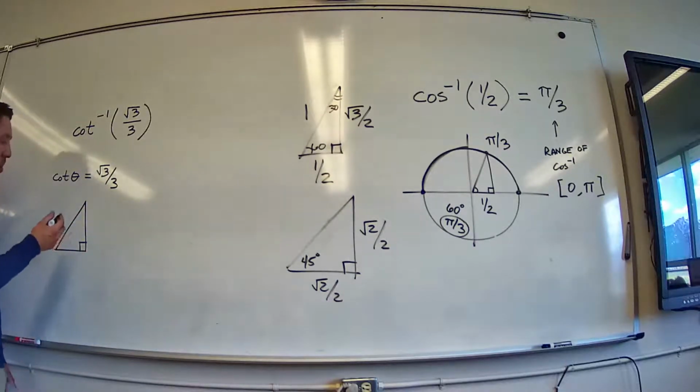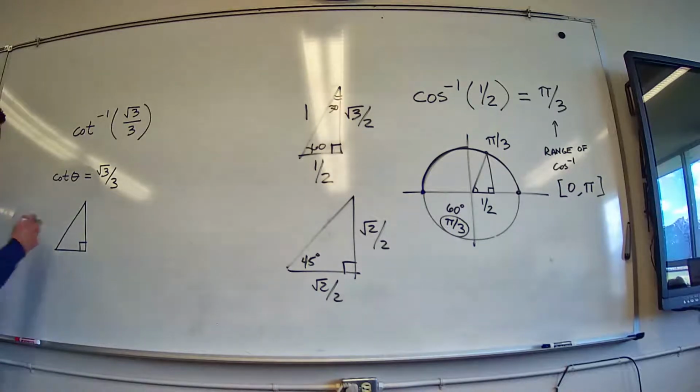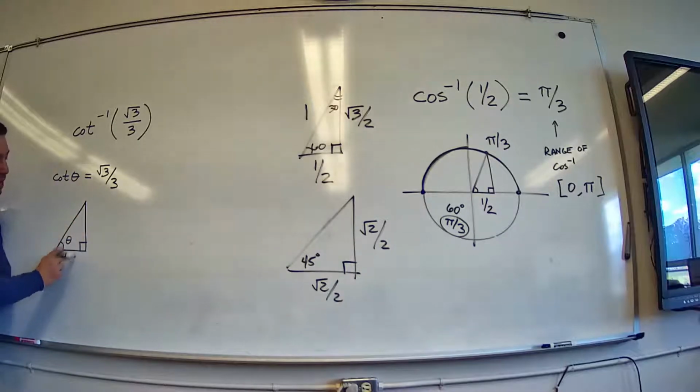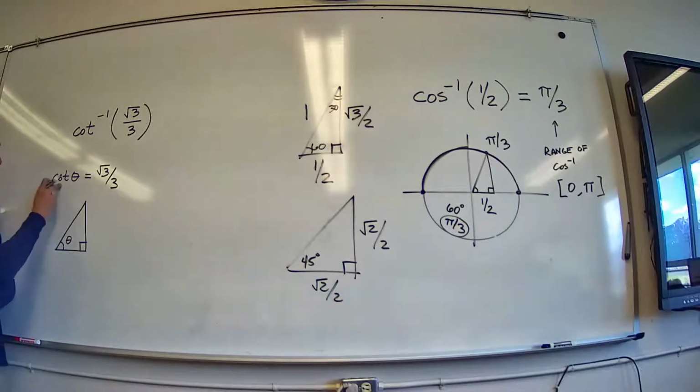So, okay, well, can I do this? Let's say this is my angle. How do I label these two sides so that his cotangent would be this number?